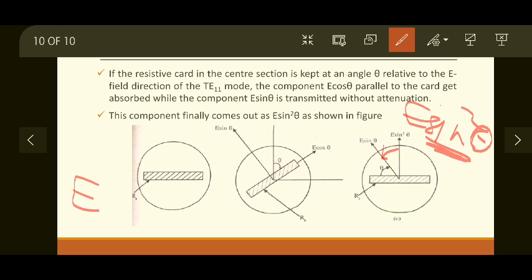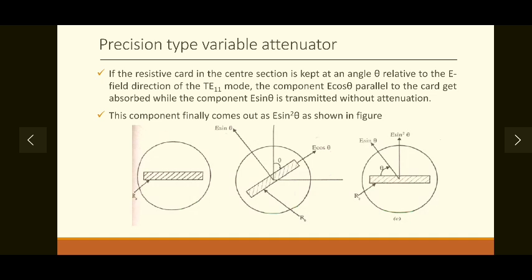So forget about phase shifting. Right now let's concentrate on attenuation. The center part provides attenuation. These two parts are for conversion of TE10 to TE11 mode. So that is the precision rotary type attenuator. We have seen different types of attenuators: the coaxial fixed attenuator, then the movable vane type attenuator, then the flap attenuator, and finally the precision type variable attenuator. So three variable attenuators and one fixed attenuator we have seen.